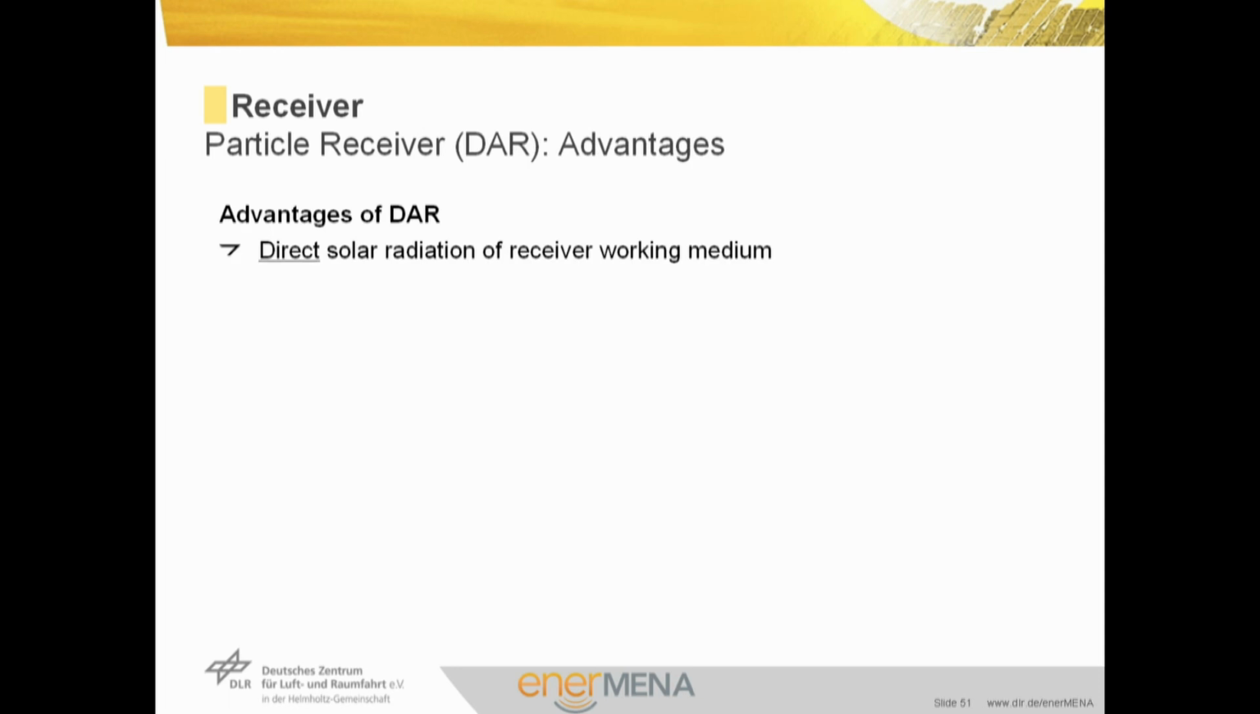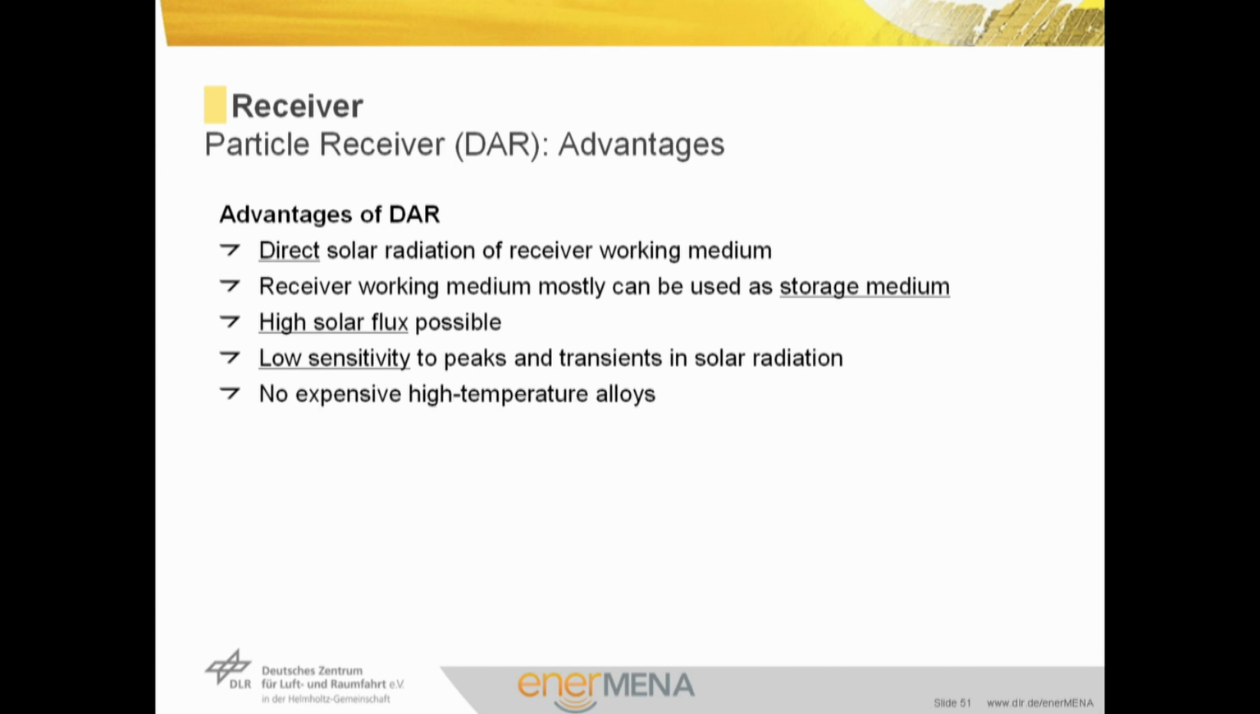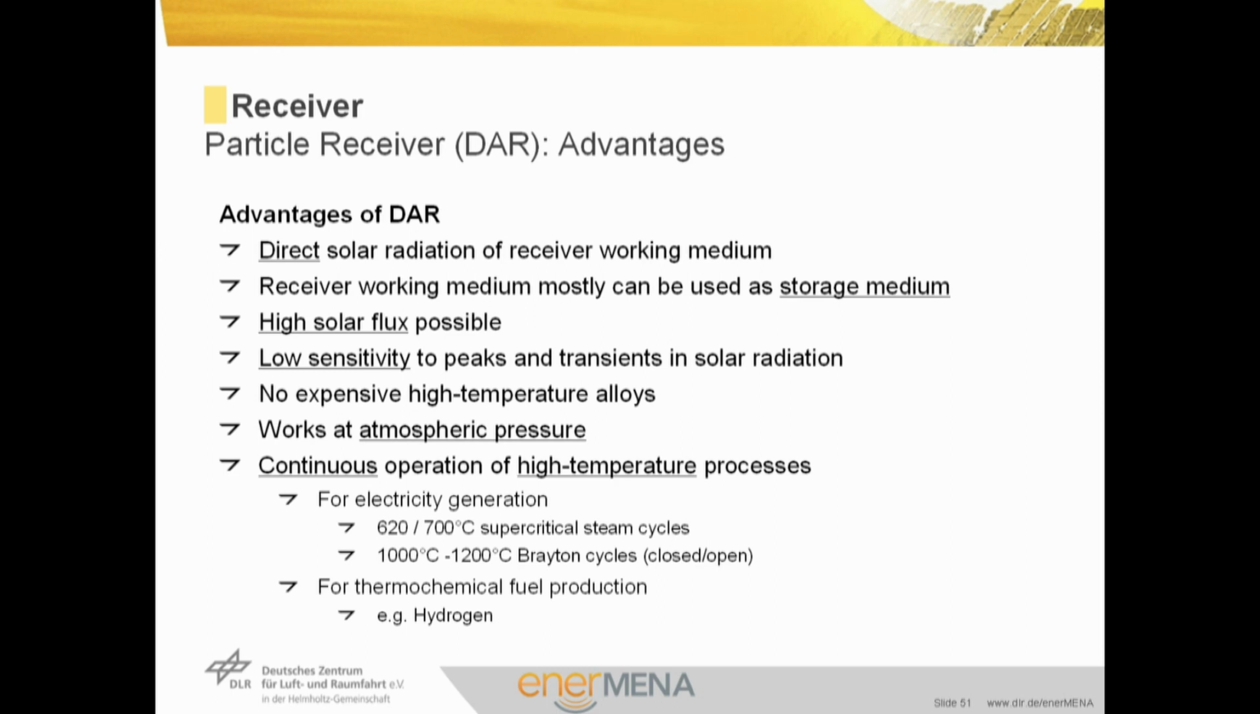The advantages of direct absorption receivers. They directly absorb the solar radiation in the receiver working medium. The receiver working medium mostly can be used as storage medium. So high solar fluxes are possible, and we have got a low sensitivity to peaks and transients in solar radiation. We don't use expensive high temperature alloys. The receiver works at atmospheric pressure. And we can operate continuously high temperature processes, for example, for electricity generation, to drive supercritical steam cycles, or Brayton cycles, even closed Brayton cycles. Or we can use it in thermochemical processes, for example, hydrogen.